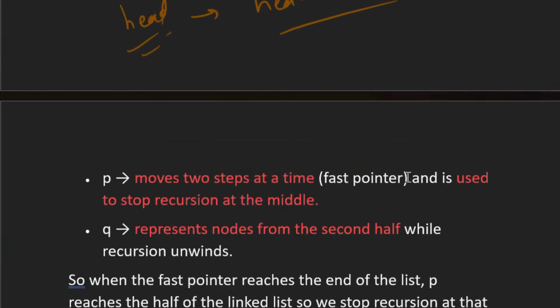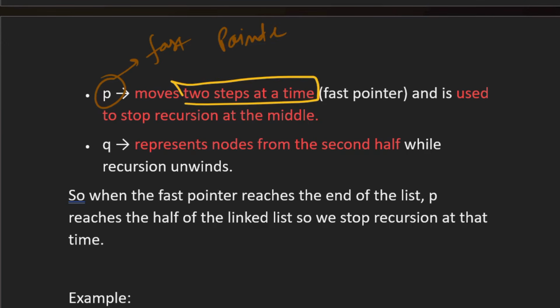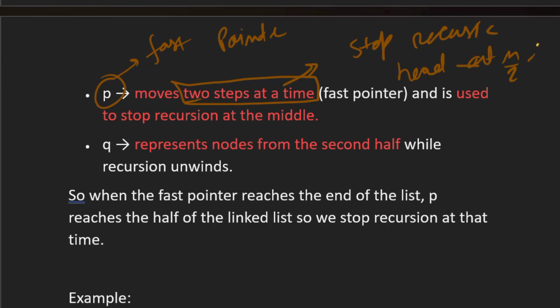And then we have the other pointer, that is P. P is basically a fast pointer, and it will move two steps at a time. P will be used to stop the recursion, or we can say stop our head pointer at the n by 2 minus 1 node, because we have the n by 2 node.